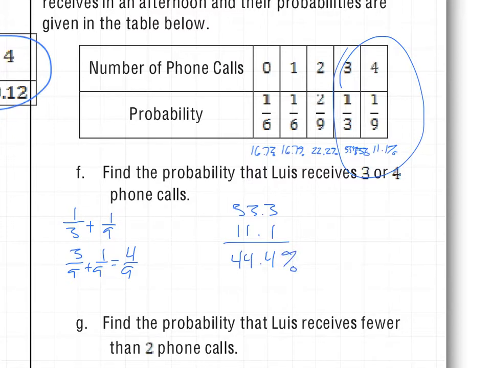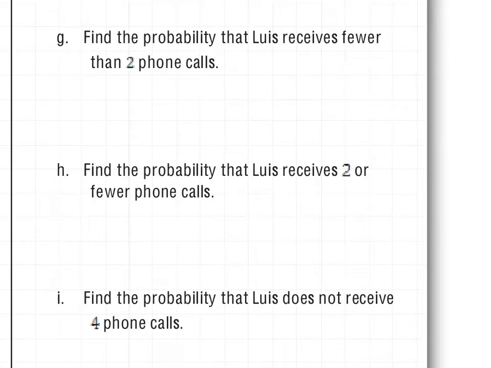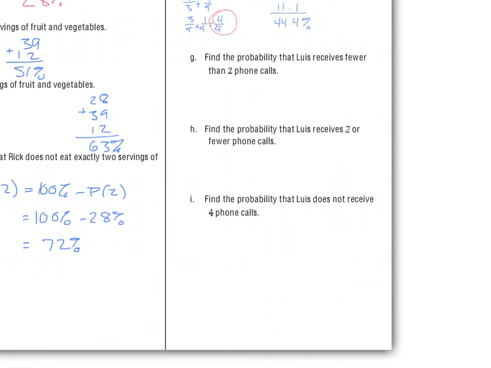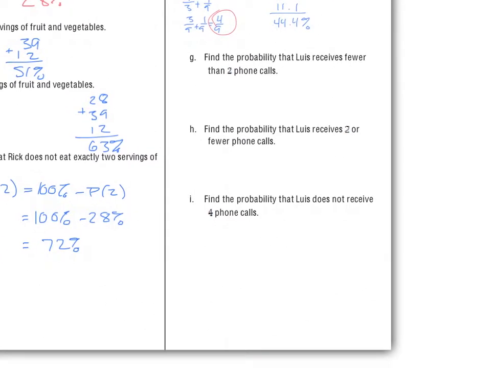Find the probability Luis receives fewer than 2 phone calls. Go ahead and finish up these last 3 questions on your own and then come back and check in.